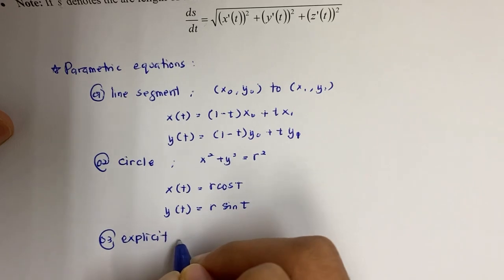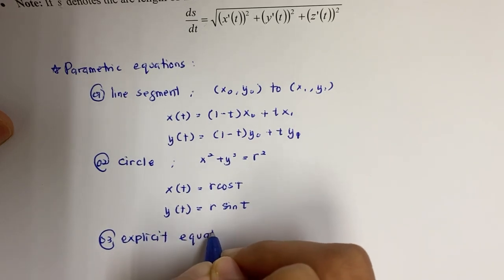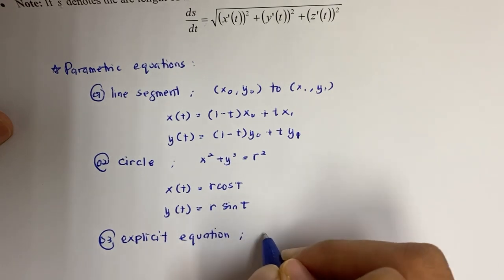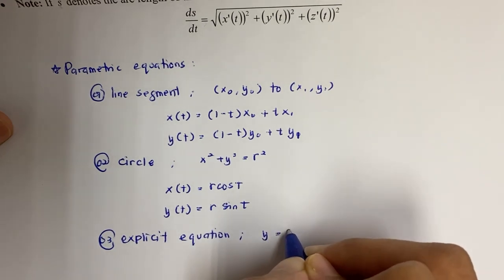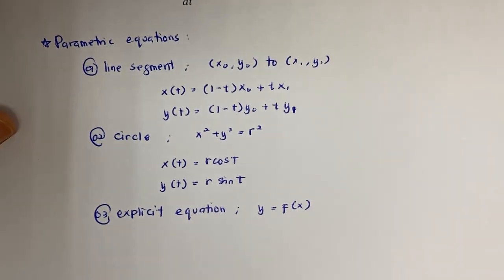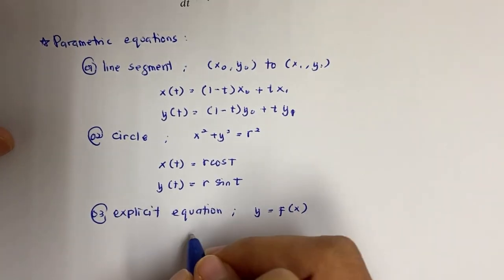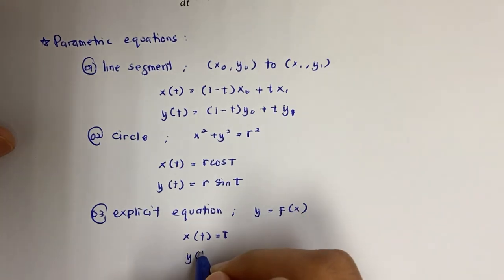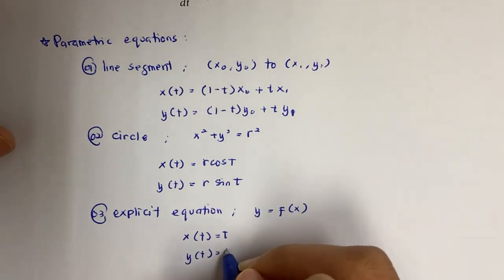the explicit equation. For example, if you have y equal to f(x), you write y in terms of x. So x(t) will be t. Okay, x will be t, so y(t) becomes f(t).